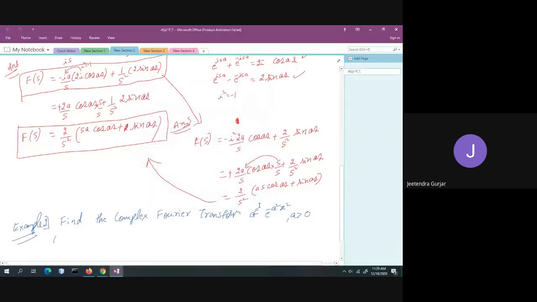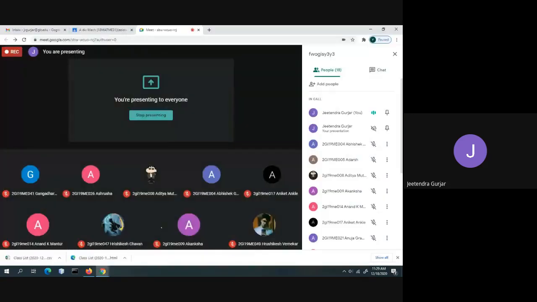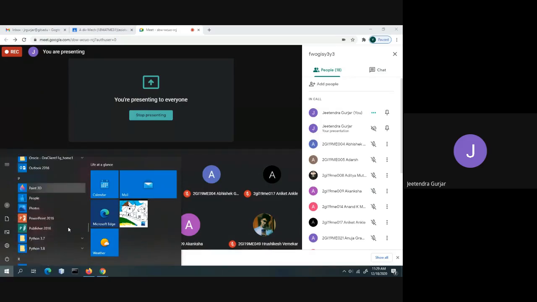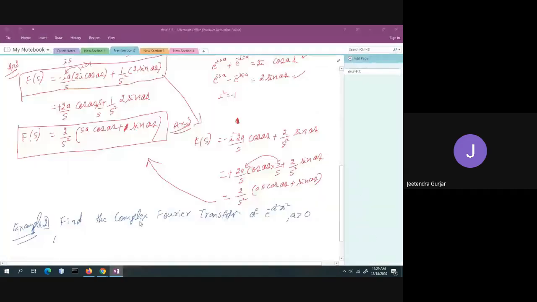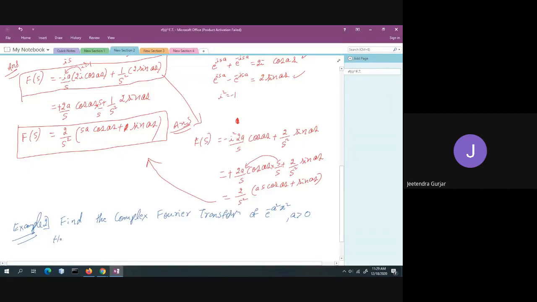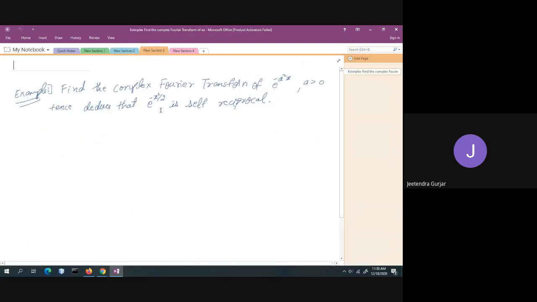Okay, every 10 minutes it is getting closed. It should be fast now. Hence, deduce that e raised to minus x square upon 2 is self reciprocal. Is it clear, students?